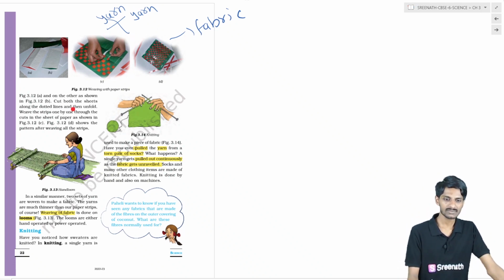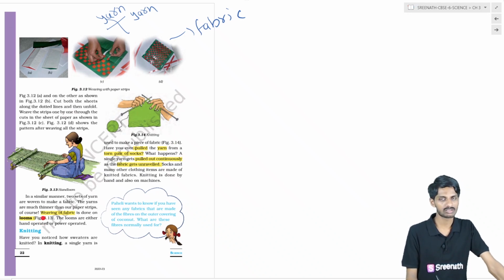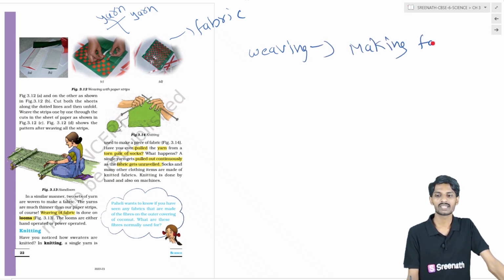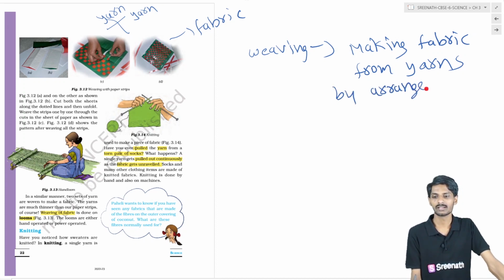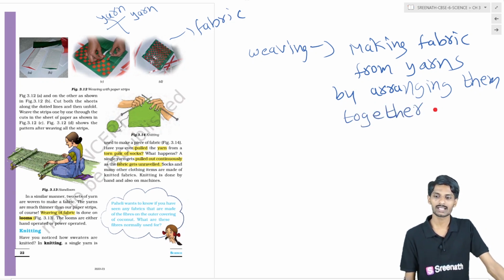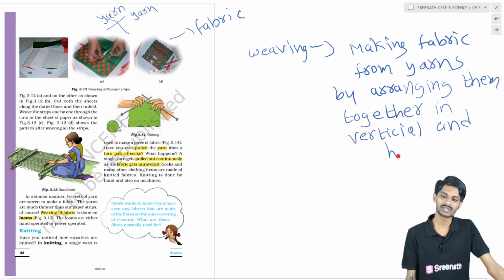Okay students, that process is called weaving. We call it weaving. Weaving means making fabric from yarns by arranging them together in vertical and horizontal directions. We have to do it like that.